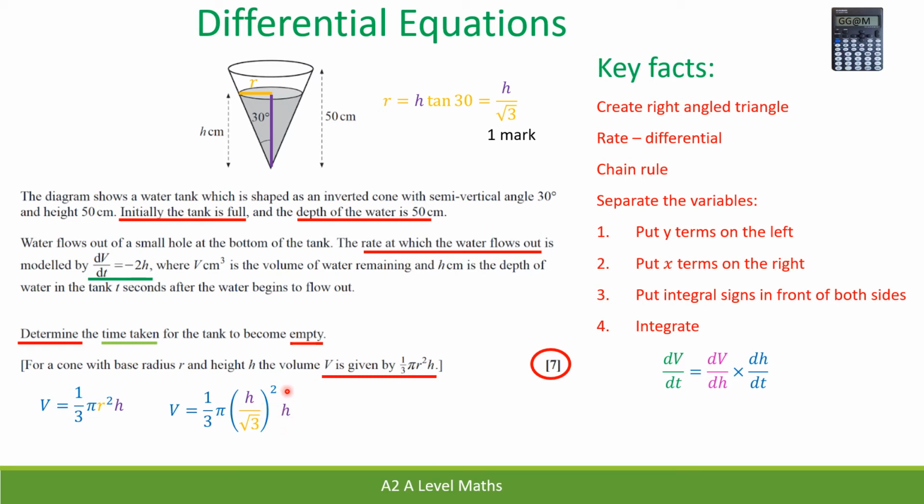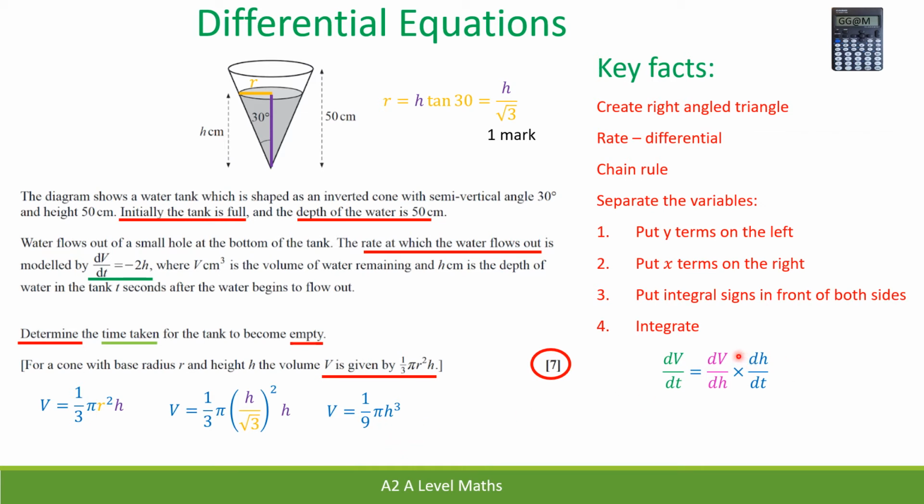Now h squared times h is going to give me h cubed. Root 3 squared is going to be 3, times by 3 is going to give me 9. So my volume is 1/9 pi h cubed.